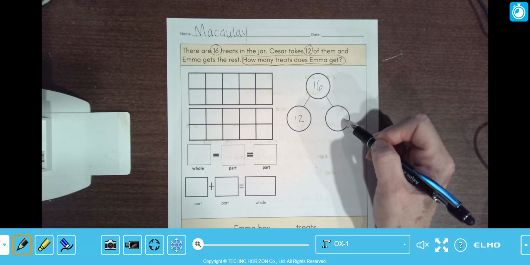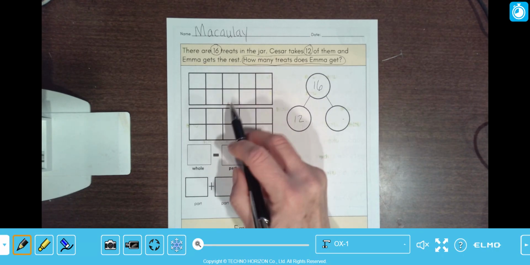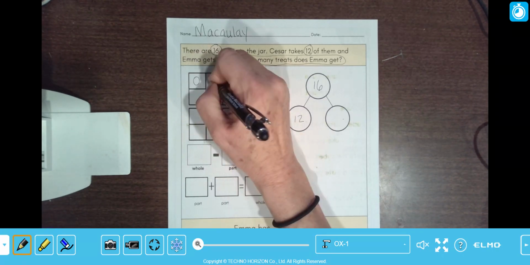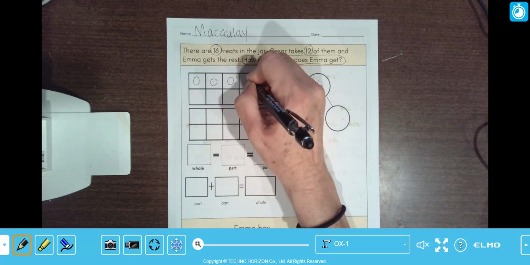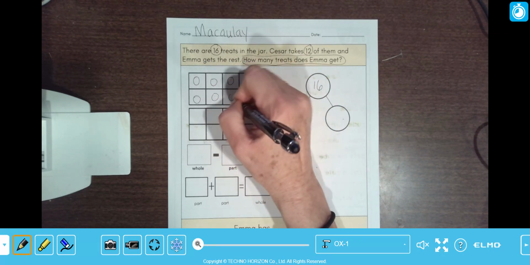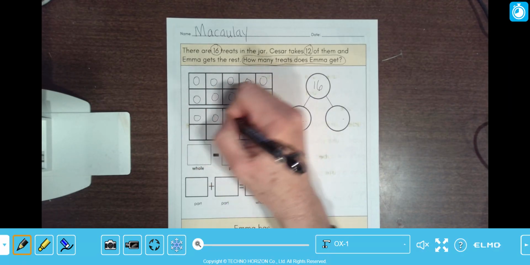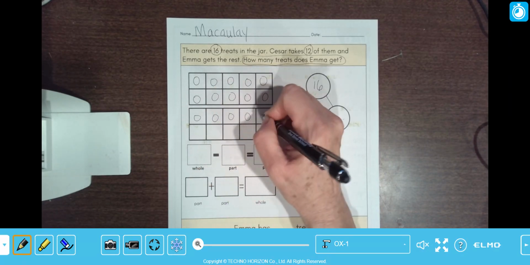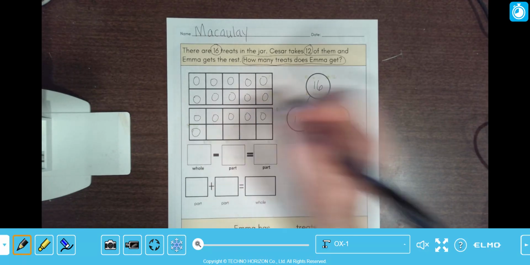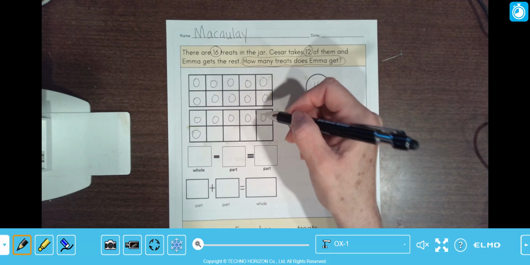So we're going to draw all 16 treats that were in the jar right here. 1, 2, 3, 4, 5, 6, 7, 8, 9, 10, 11, 12, 13, 14, 15, 16. So go ahead, please, and draw those 16 circles in the 10 frame.